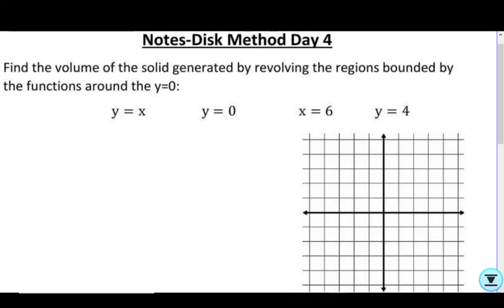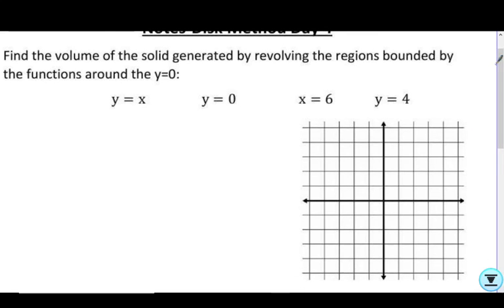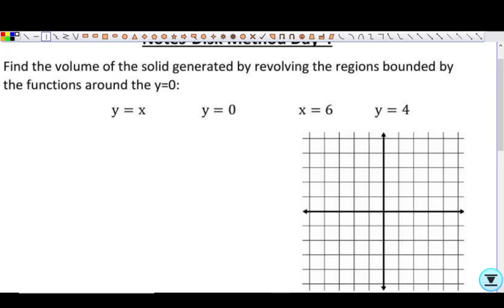Okay, so yesterday in practice, we had one like this where you actually have to split the volumes into two pieces. So let's start. We're going to find the solid of revolution here. But when you draw the picture, let's see.